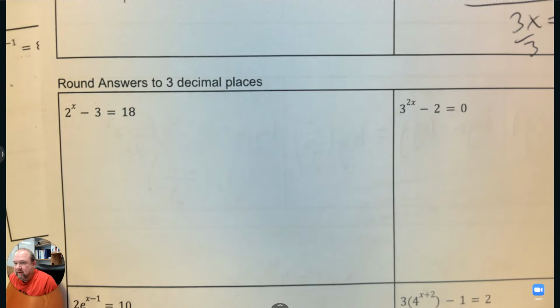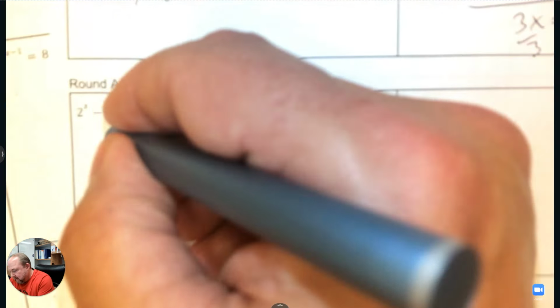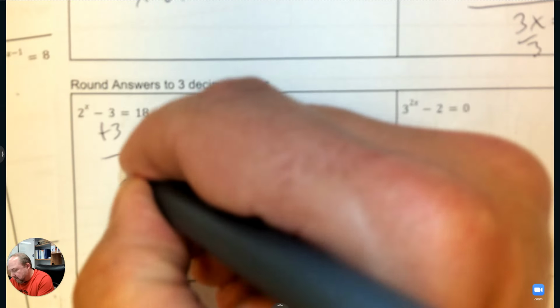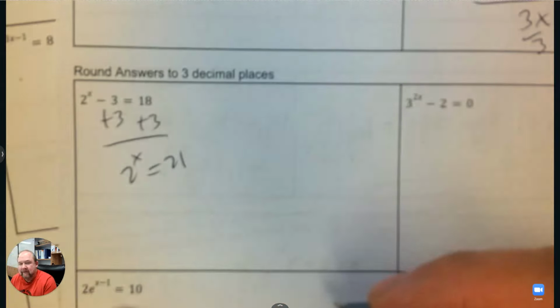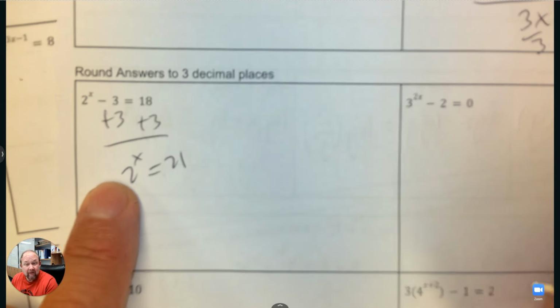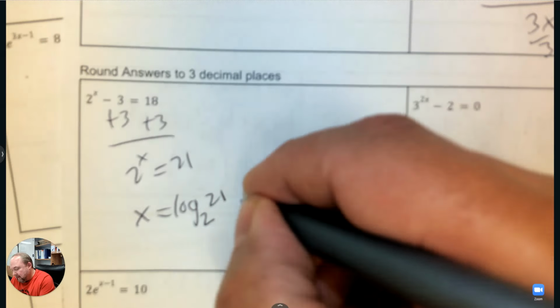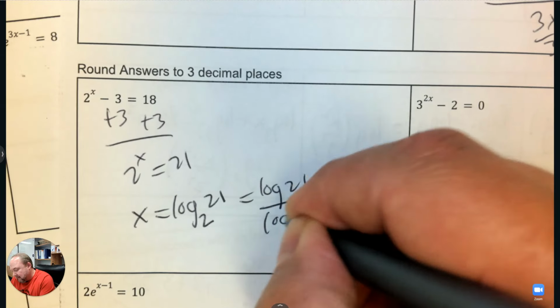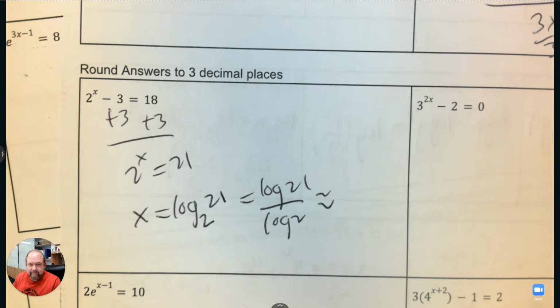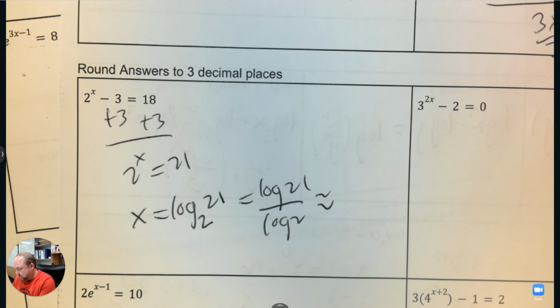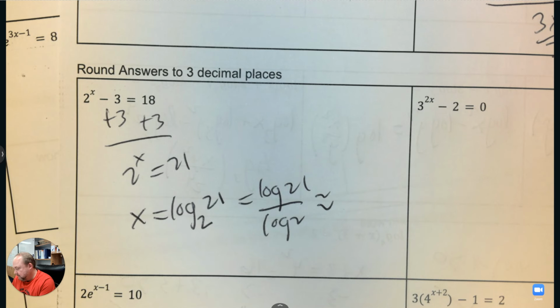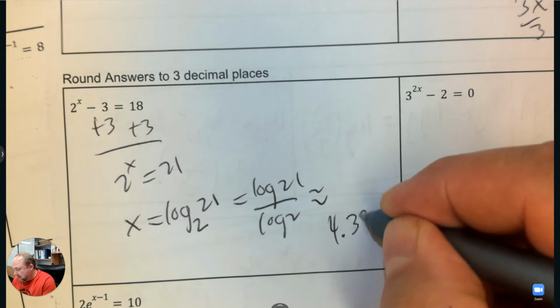How about exponential equations that require logarithms? So here is an exponential equation. You know, the variable is in the exponent. Step one is we're going to isolate the exponential. So I'm going to add 3 to both sides. Now that it's by itself, we're going to write this as a logarithm. So the exponent, the logarithm base 2 of 21, and then we're going to type that in our calculator to get our answer. And I get 4.392.